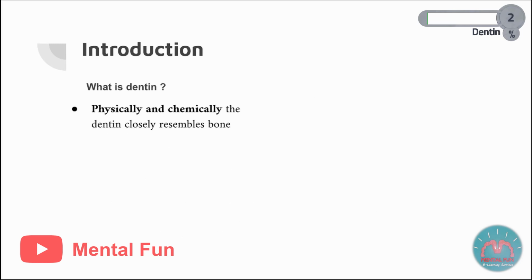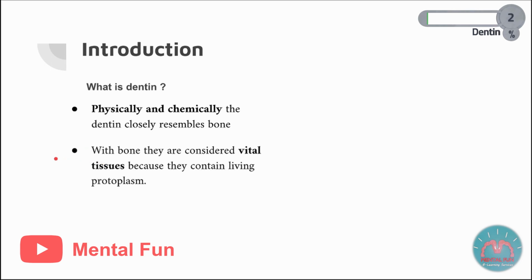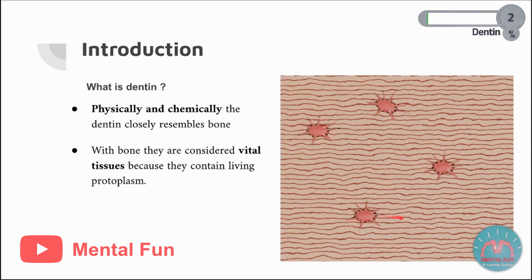Physically and chemically, dentin closely resembles bone. Bone is a calcified structure in the body that behaves physically and chemically close to dentin. Bone is considered a vital tissue because it contains living protoplasm. As you can see in this image, it contains living osteocytes inside the bone. This is a calcified structure containing a living cell inside it.